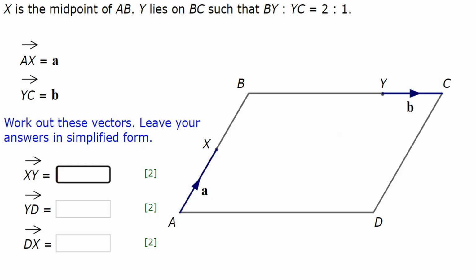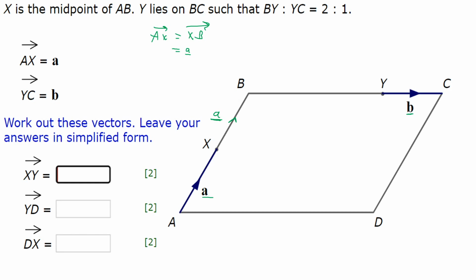What about something like this though? Let's use everything that we've learnt so far to work out what all of these are. So we're told that A to X is a, and we're told Y to C is b. So X to Y, what's that going to be? First, we need to know what each of these are. So if X is a midpoint of AB, then it means that AX is equal to XB. So let's label that a.